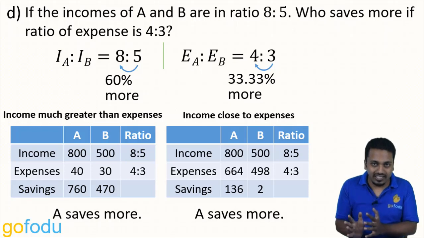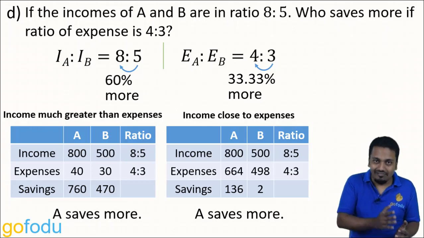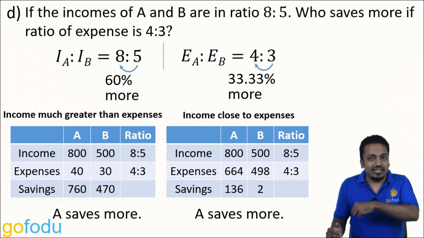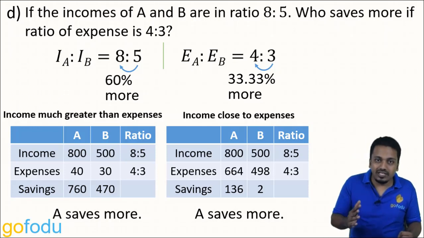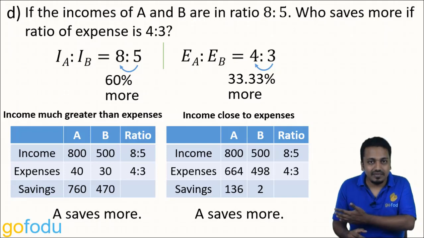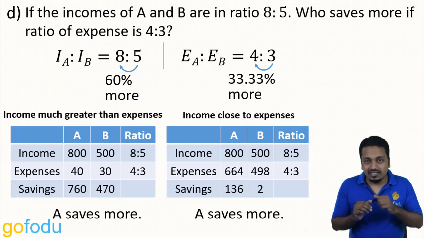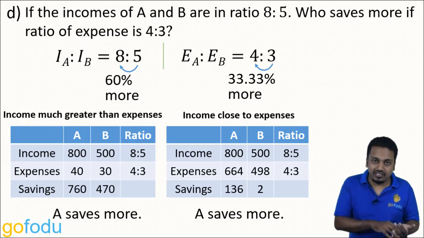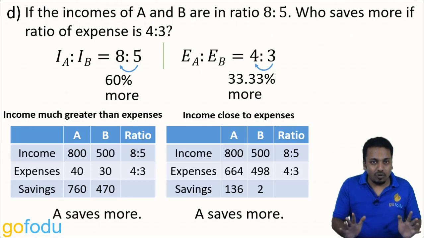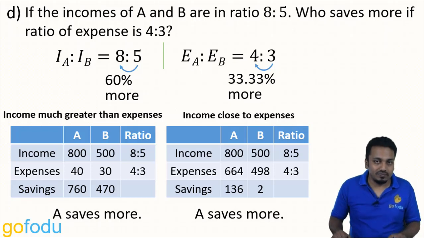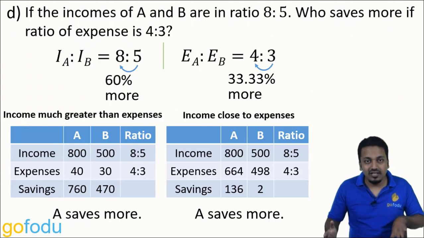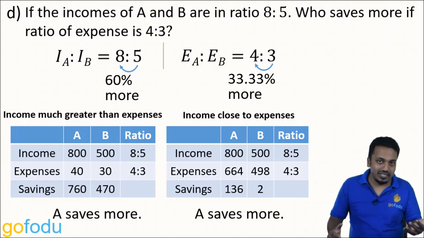So we use logic supported by values, and we can say that for certain values of ratios, we can conclusively say who saves more, like in this case, A saves more. But in some cases, it cannot be determined, as we saw in the previous part C of this question, it cannot be determined who saves more. For some values of ratios, we can say who saves more. For some values of ratios, it cannot be determined.